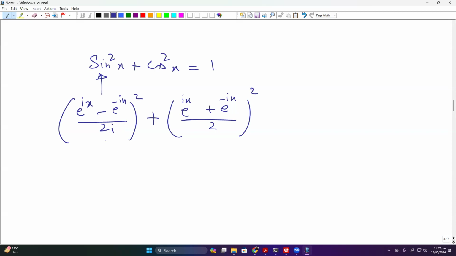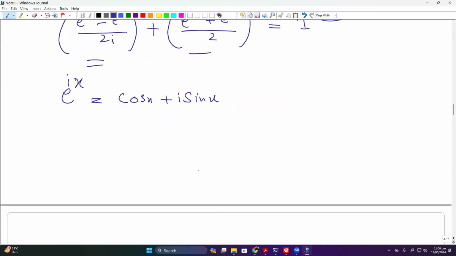So if you do a simple algebra, just apply this square here and this square here, and a lot of cancellation will occur, and ultimately you'll get 1. So this way we can derive almost all of the trigonometric identities by using just this one expression, e^(ix) = cos x + i sin x.